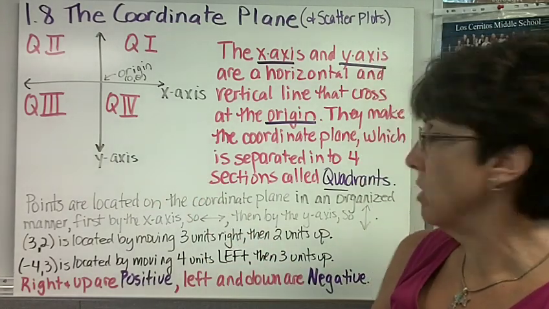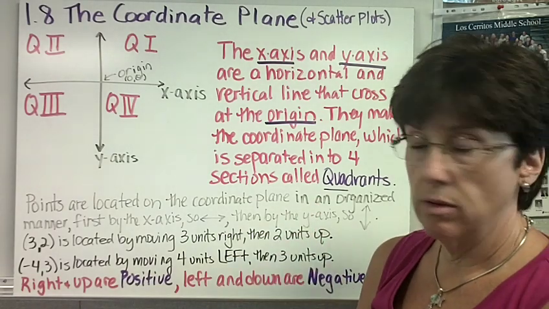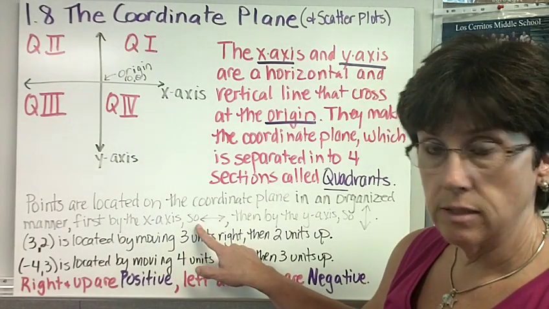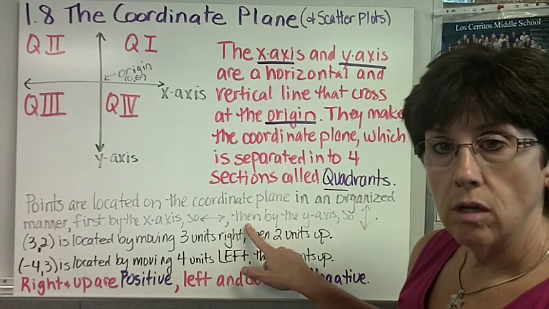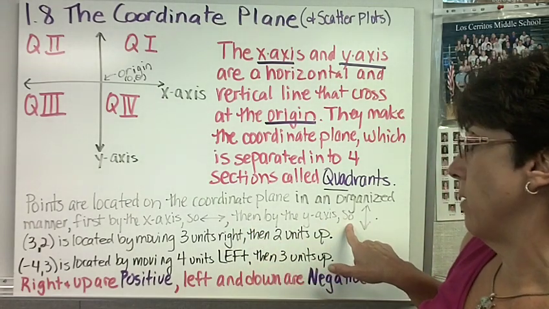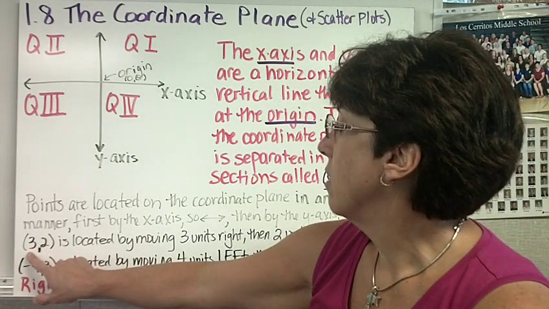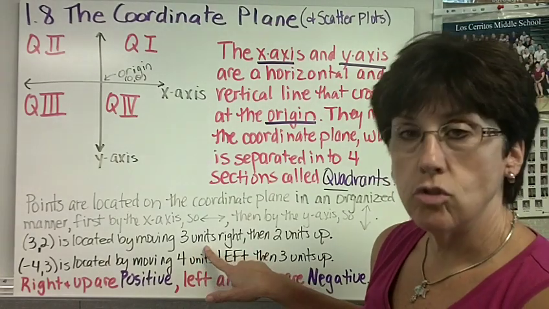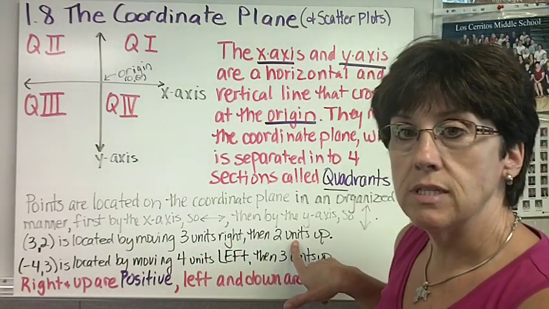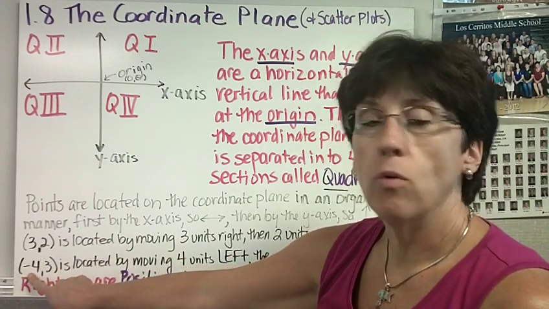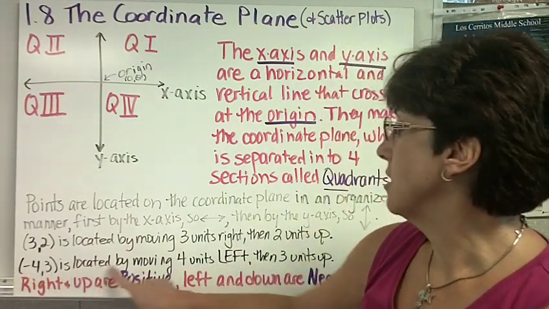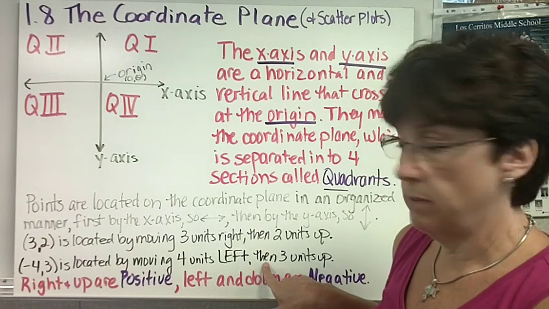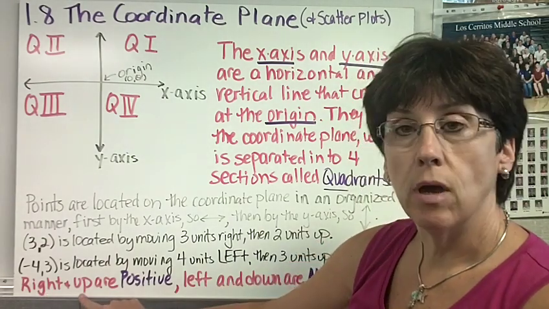Points are located on the coordinate plane in an organized manner. First by going along the x-axis, left to right, then by going along the y-axis, so up or down. The point 3, 2 is located by moving 3 units to the right, then 2 units up. The point -4, 3 is located by moving 4 units to the left, then 3 units up. Right and up are both positive.